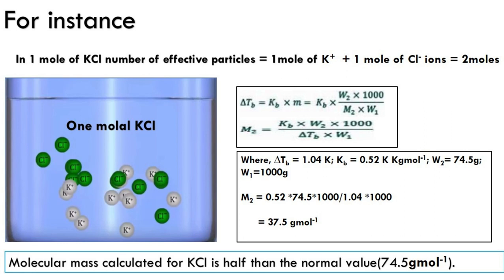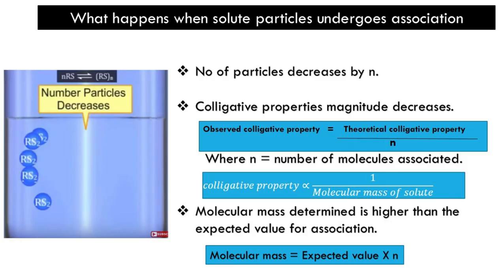By knowing the other terms, the molecular mass of KCl can be calculated, and it is equal to 37.5 grams per mole, which is half the expected value. Thus, you can conclude the molecular mass determined is lower than the expected one for dissociation.